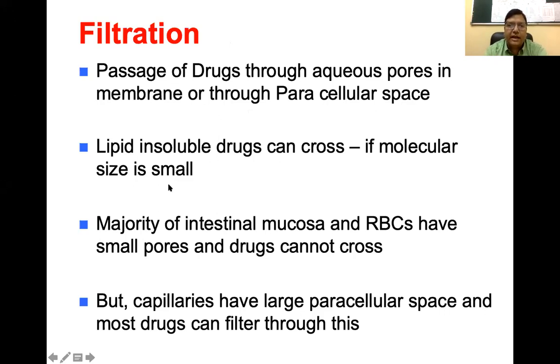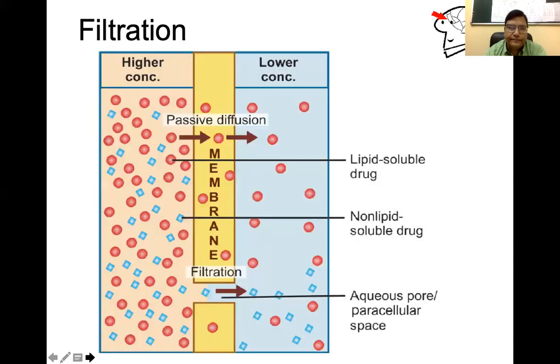So these pores are there. Their size is small, so the small molecules can easily cross. The majority of the intestinal mucosa and RBC have small pores, and drugs cannot cross, as they have tight junctions. But the capillaries have large paracellular spaces, and most drugs can be filtered through them. So filtration is movement of the molecule across the biological membrane through the aqueous pores or the paracellular spaces.